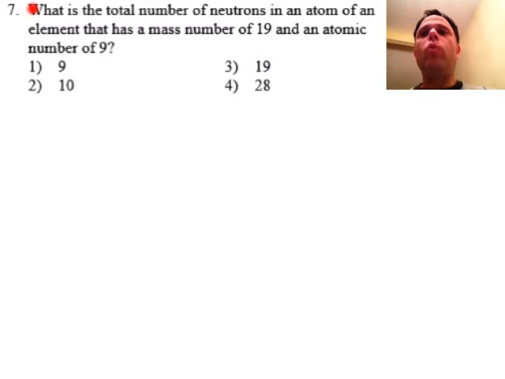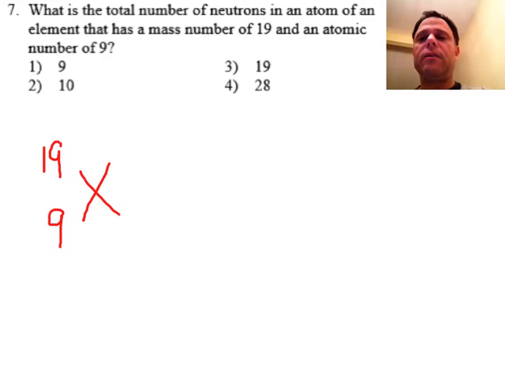Number 7. What is the total number of neutrons in an atom of an element that has a mass number of 19 and an atomic number of 9? Well, let me draw this out, the atomic symbol here for it. And let's say hypothetically the element is X, just so that we could get things rolling here. Atomic number is 9 and the mass is 19.